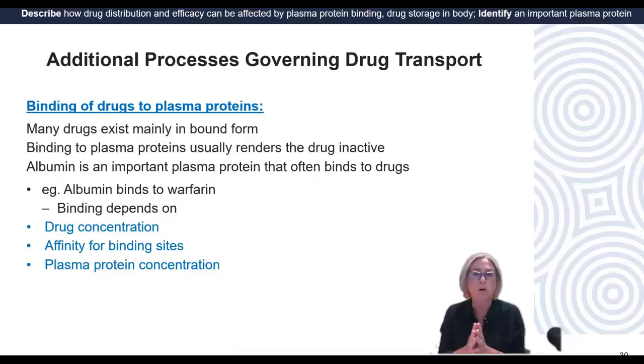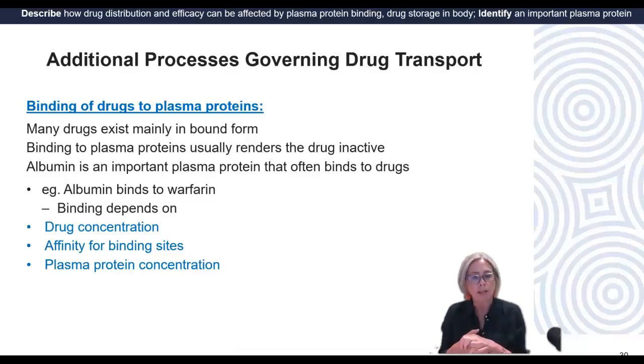Now, we will talk much more about warfarin when we get to the cardiovascular system. But just remember when I spoke about drugs that tend to be in the body for longer, they tend to be more problematic, tend to have more side effects, and maybe be toxic as well.